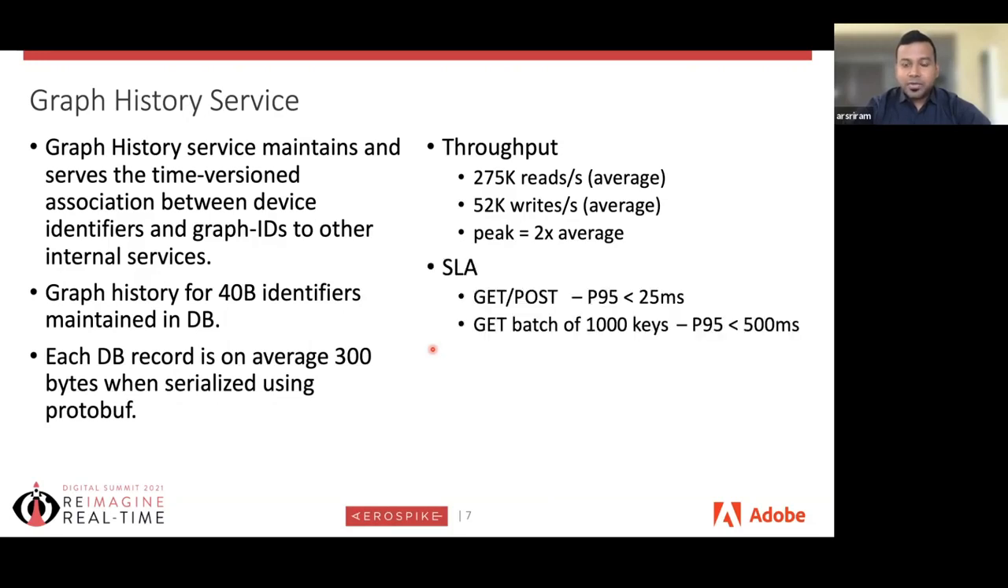From an SLA perspective, for GET and POST requests, we expect a P95 of less than 25 milliseconds. And we have a batch request where the customer can provide 1,000 keys in a single request. The expectation for that response is 500 milliseconds, the P95.